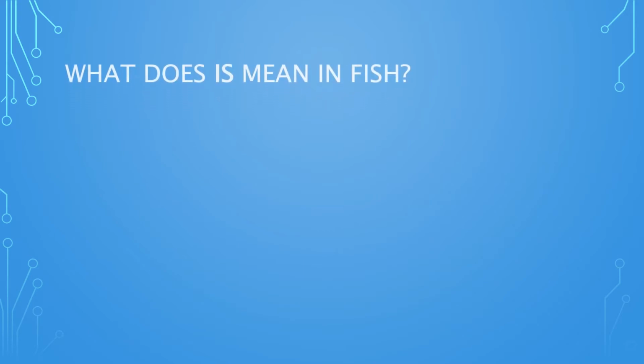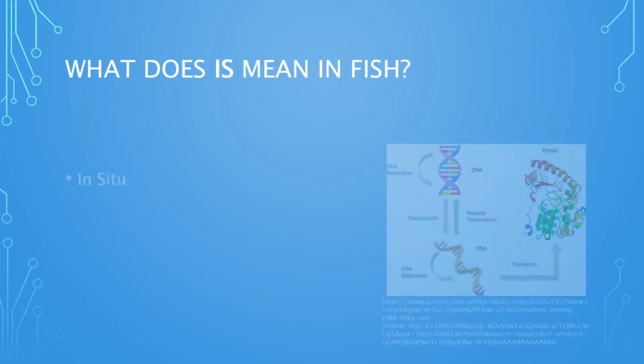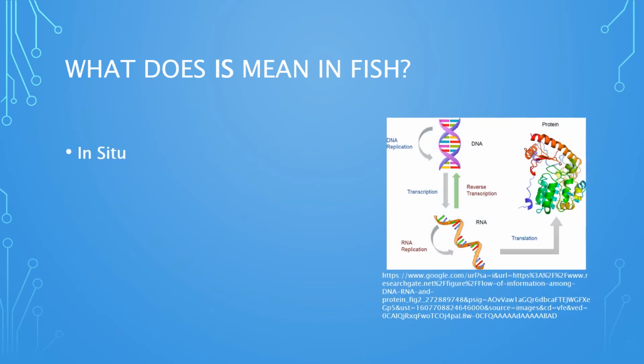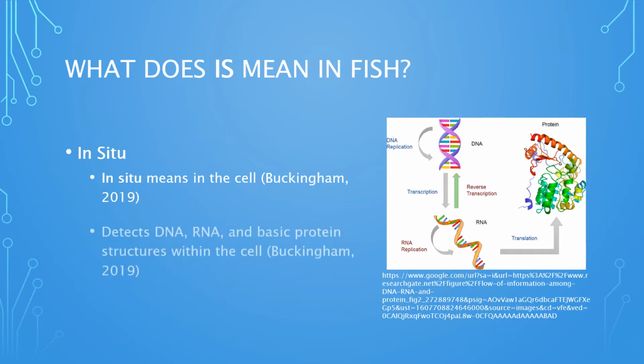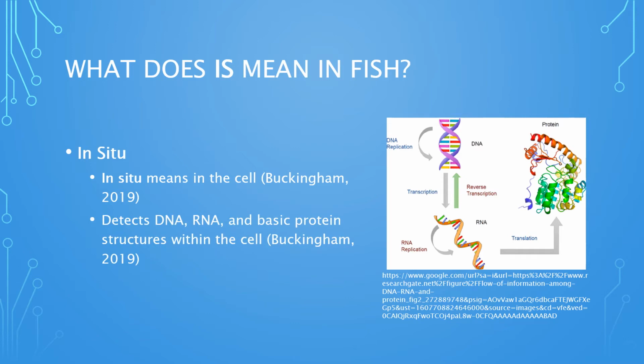What does the IS mean in FISH? The IS stands for in situ. According to the Molecular Diagnostics textbook, in situ means in the cell. According to the textbook, it also describes that this method can detect the DNA, RNA, and basic protein structures within the cell. This end result allows for the visualization of these structures at the cellular level.